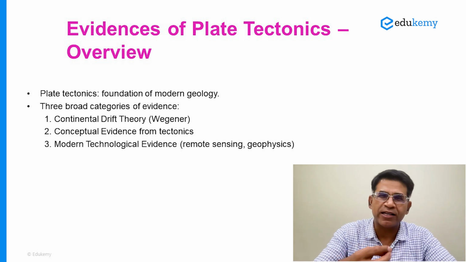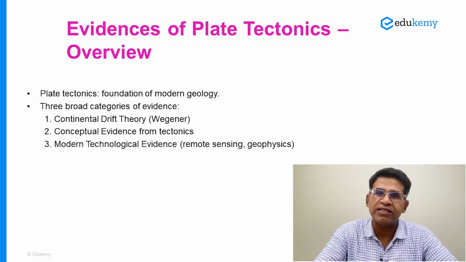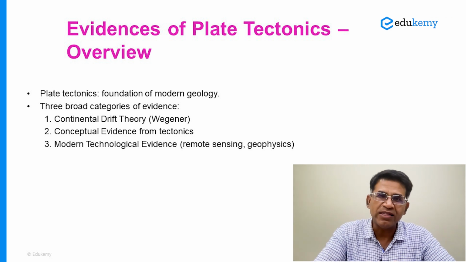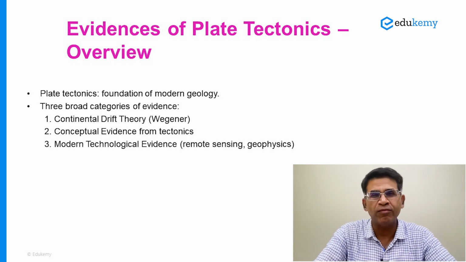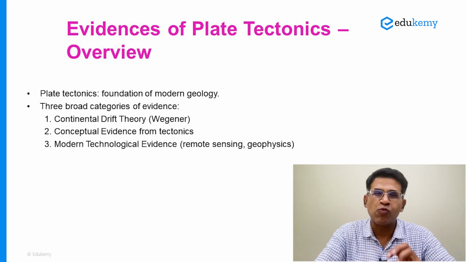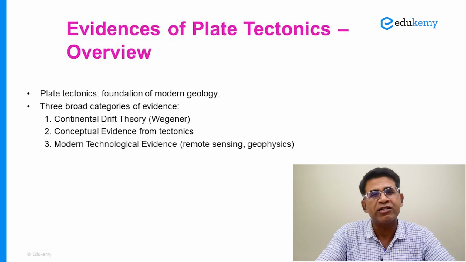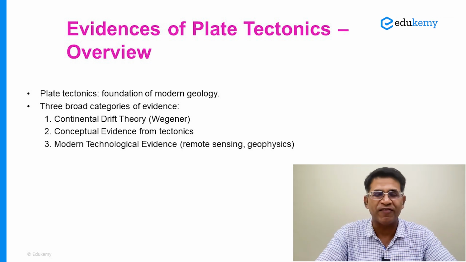So here is my suggestion. You can divide the evidences of tectonics under three broad heads. One is evidences based on the older theory of Wegener's drift, which is whatever evidences Wegener has given, all of that applies to tectonics also. That's one category of evidence.